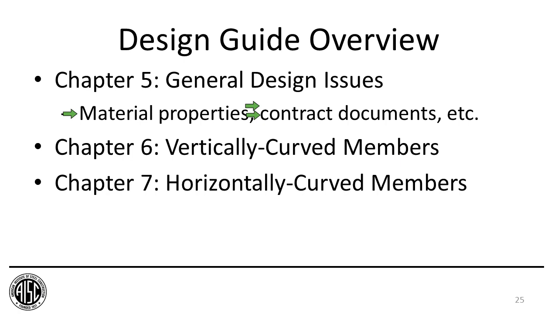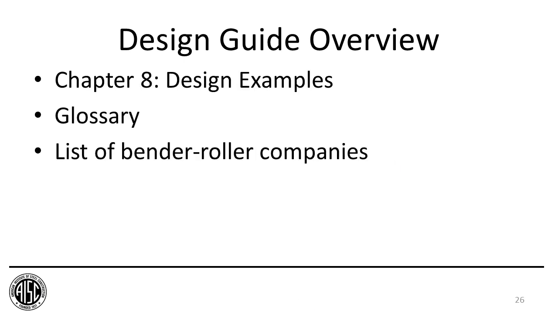Okay, Chapter 6 and 7 is going to be vertically and horizontally curved members. That's where the bulk of your time will be spent if you're an engineer. If you're a structural engineer, that's where all of the equations are. Chapter 8 is design examples, and we'll cover 2 of the 3 design examples in session 4. We have 2 vertically curved design examples and 1 horizontally curved design example in Chapter 8.